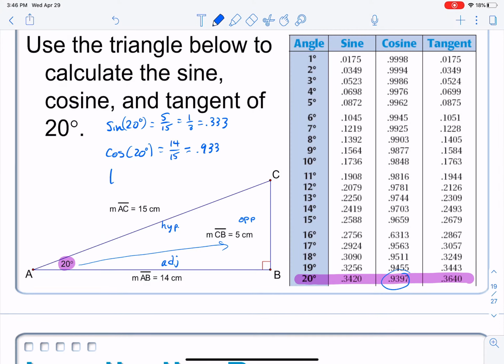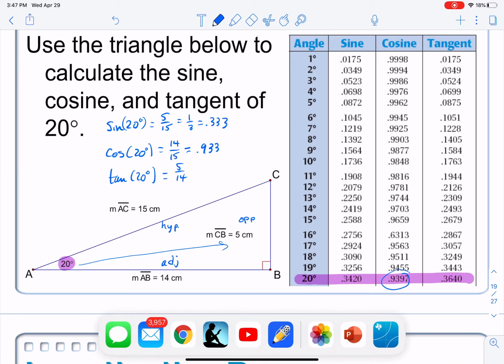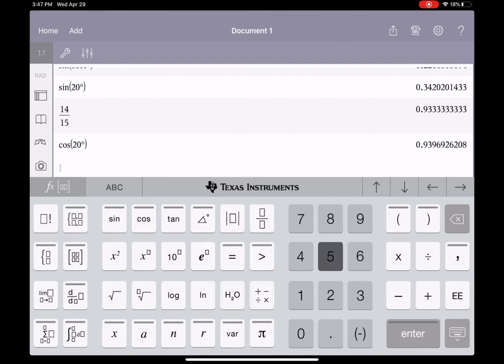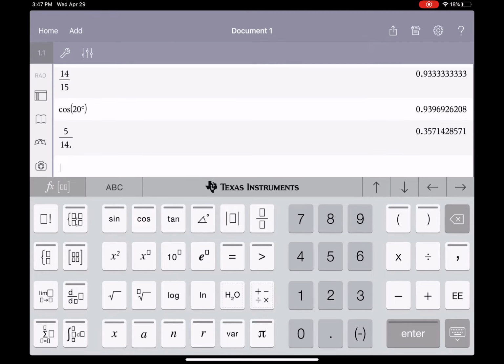All right. Last one is our tangent. Tangent of 20 degrees is equal to, let's see, tangent is supposed to be the opposite over adjacent, which is 5 over 14. Oh, it's pretty close to the sine on this one because it's 5 over 15 versus 5 over 14. 5 divided by 14. Approximately 0.357.